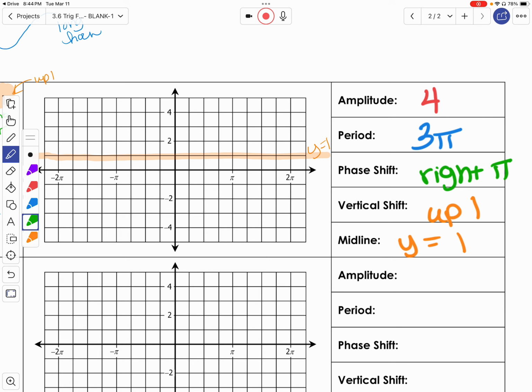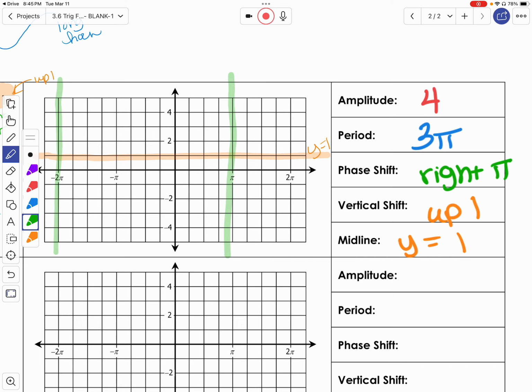My phase shift means that instead of starting here at the y-axis, I need to move to the right 1 pi units, and my graph will start here at pi. My period is 3 pi, so my entire longhorn has to be 3 pi units wide. If I try to move to the right, I do not have enough space, but I can move to the left. So we have 1 pi, 2 pi, 3 pi. There's my 3 pi units, or my period.